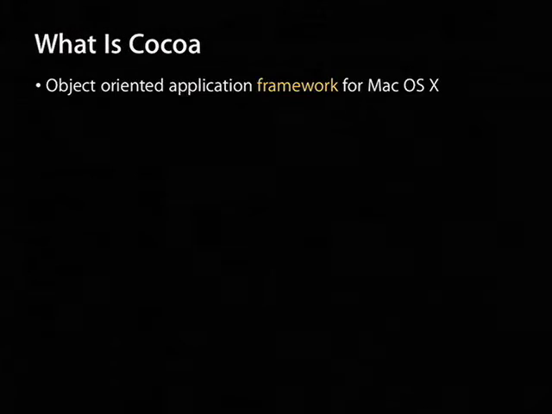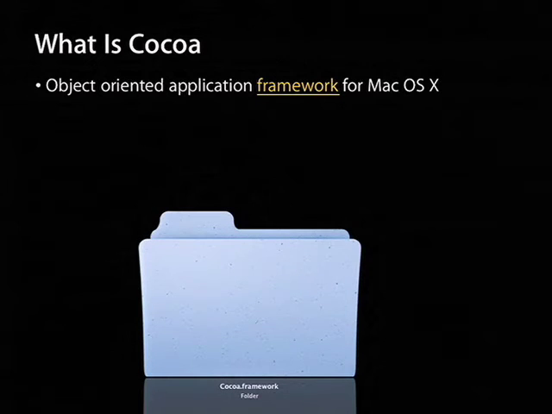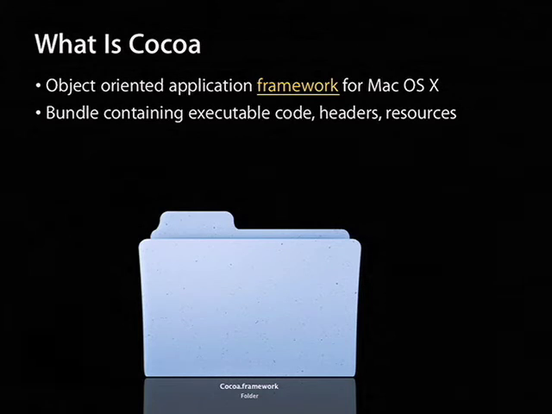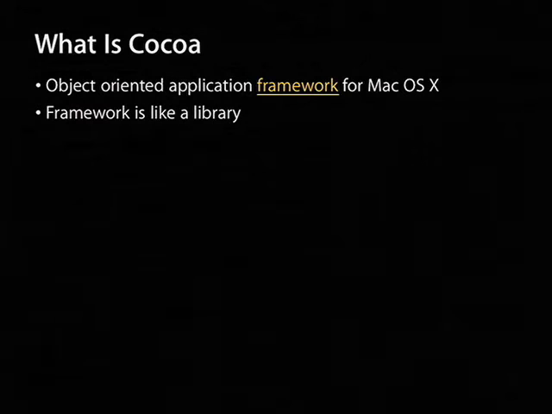So, what is Cocoa? Well, Cocoa is an object-oriented application framework. What's a framework? Well, a framework is something very literal on Mac OS X, right? There is a cocoa.framework in the system library frameworks directory. And this contains compiled executable code and headers and resources and other things used by Cocoa. But more generally, a framework is like a library.